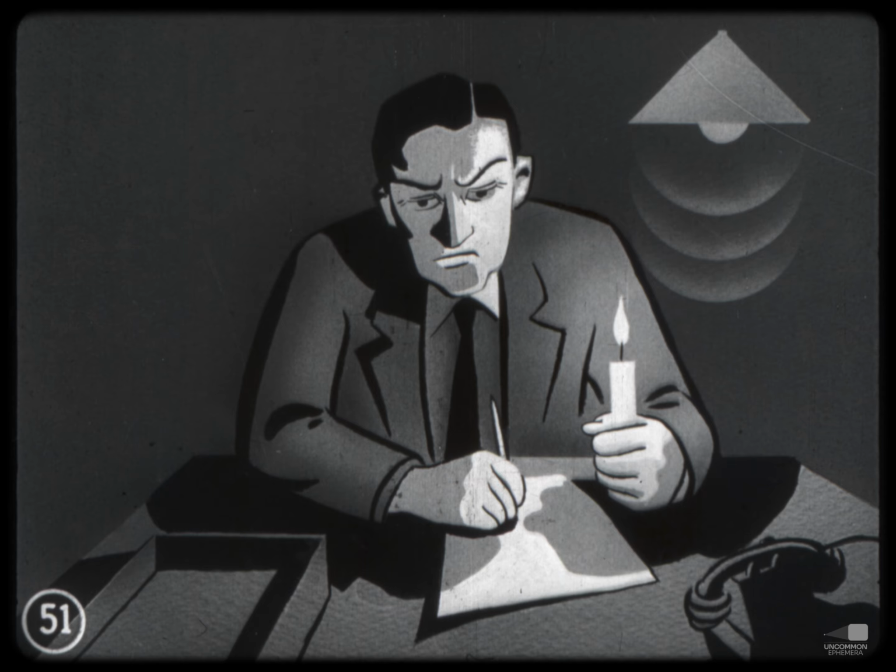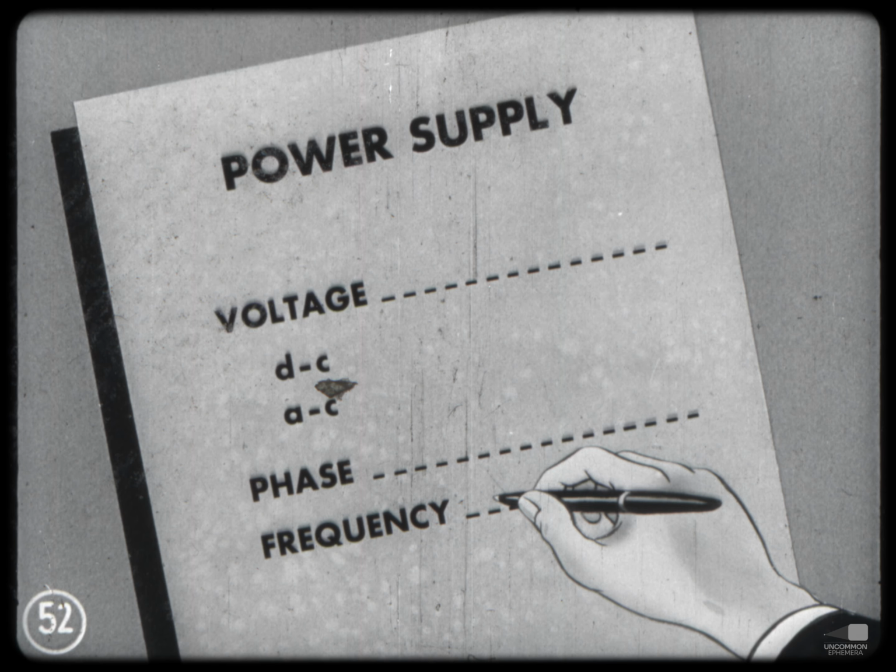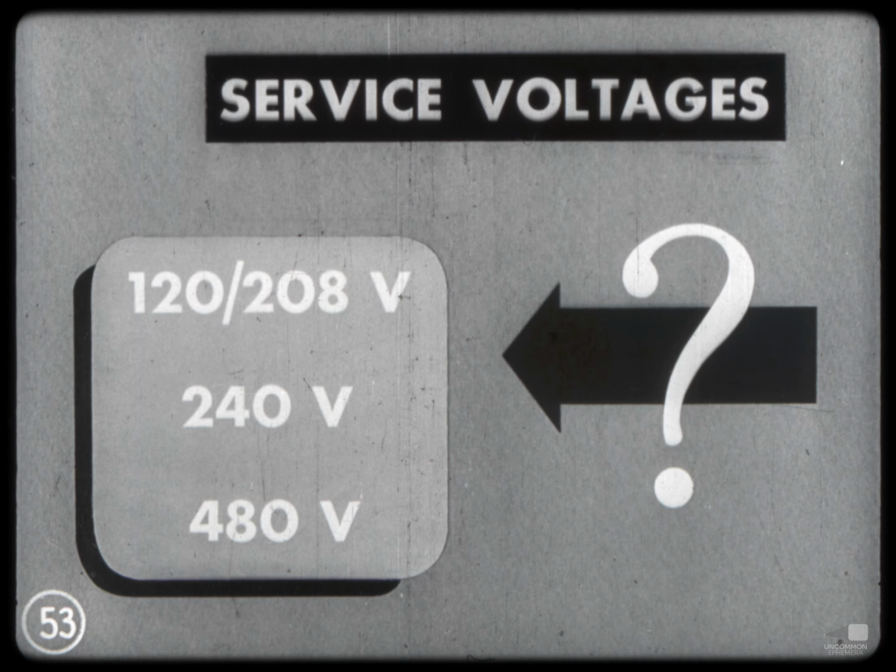Before the motor is chosen, of course, the service characteristics available should be known. This means determining the voltage and whether direct current or alternating current is available. In most cases, AC is supplied, so the phase and frequency must be checked. Service voltages vary, but the utility representative can tell what is available.